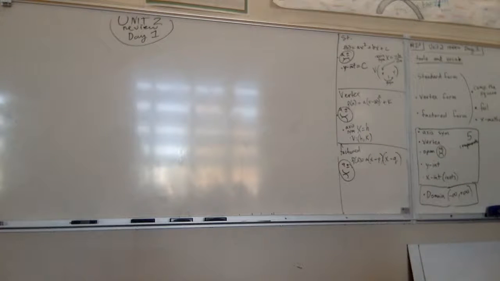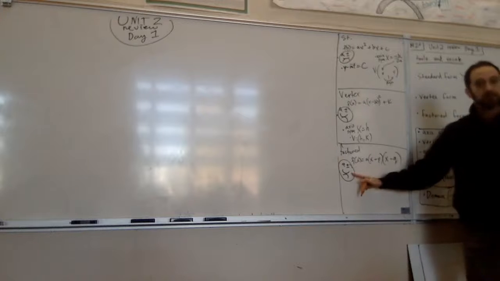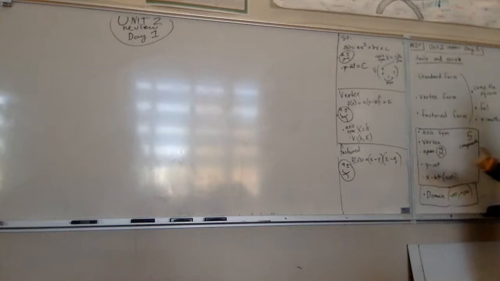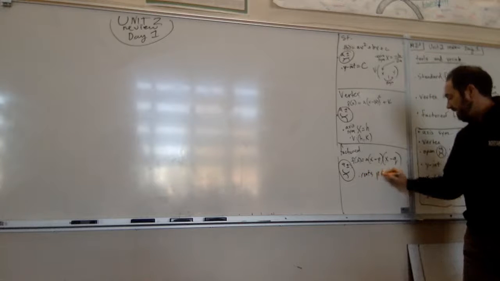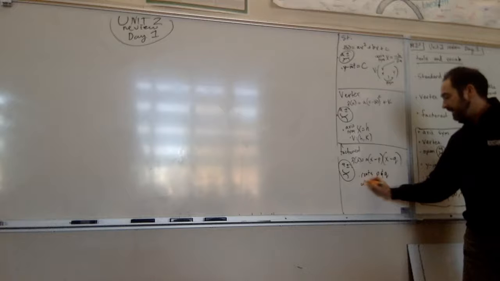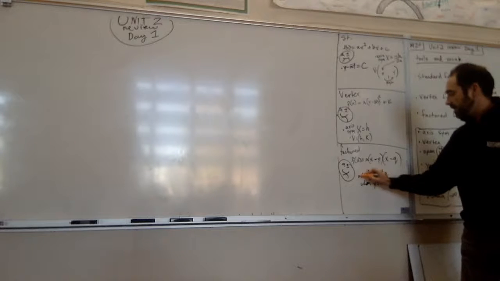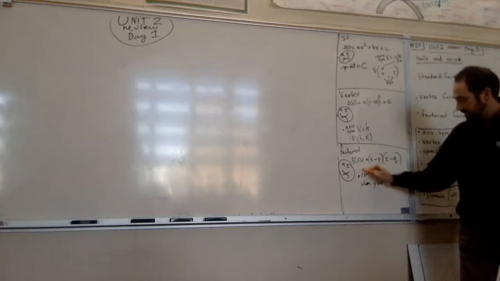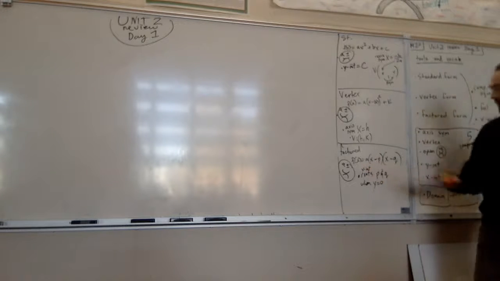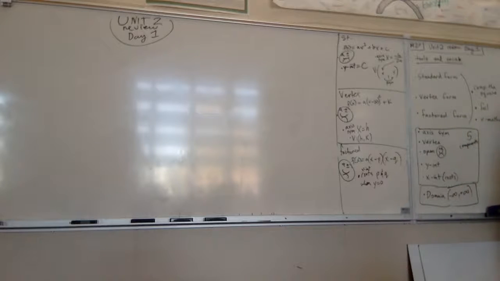Okay. Factored form, pretty straightforward. Happy face up or down. What else? Roots. And I want you to write this. Roots are going to be p and q when y is equal to 0. And I want you to tell your neighbor, why do we find our roots? Our x-intercepts. When y is equal to 0. Tell your neighbor real quick, 5 seconds.